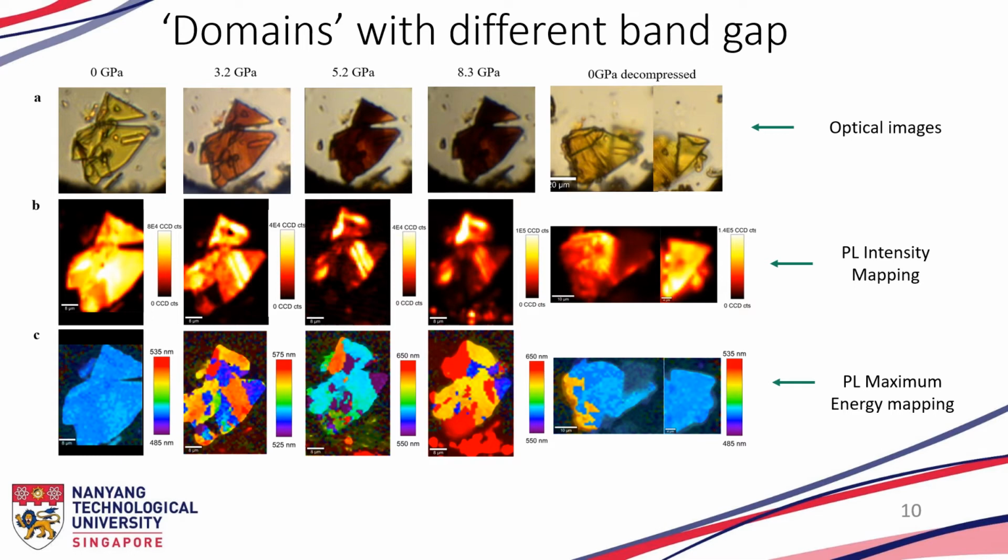And what is more interesting is the positioning of the PL peak is different. The different colors in figure C represent the peak position. So in this case, we have a difference of up to 50 or even 100 nanometers under the very same pressure. With the continuous pressure increase, this domain-like structure is conserved, and the separation between the different domains in terms of photoluminescence energy is even increased.